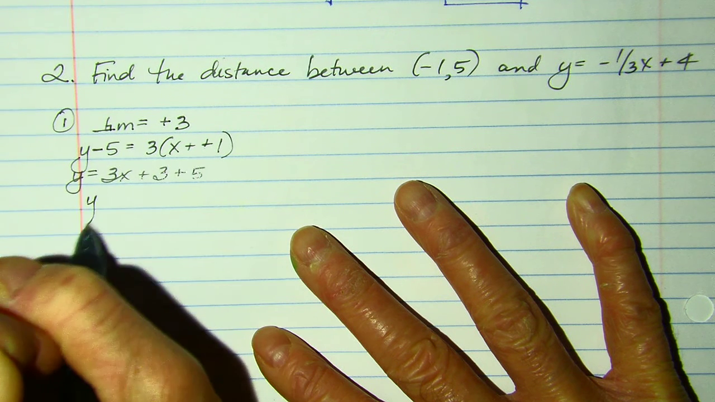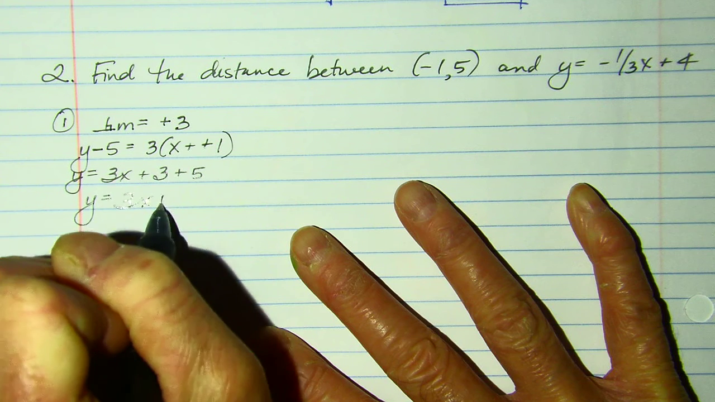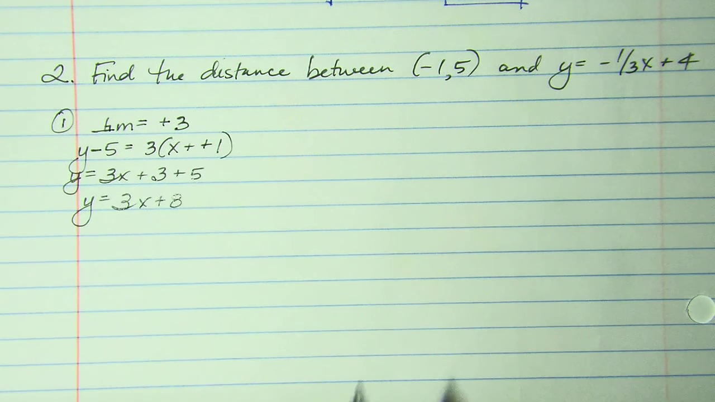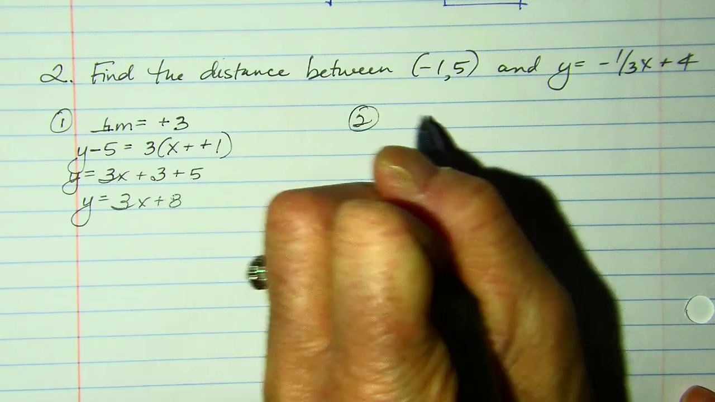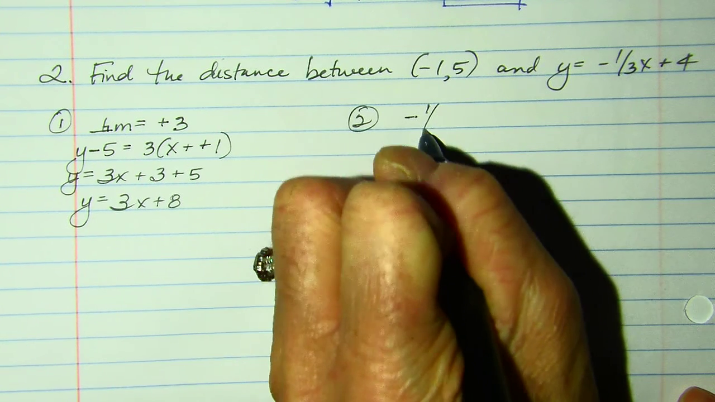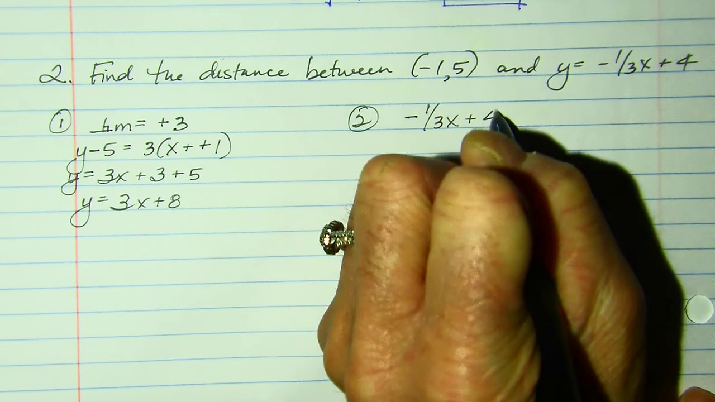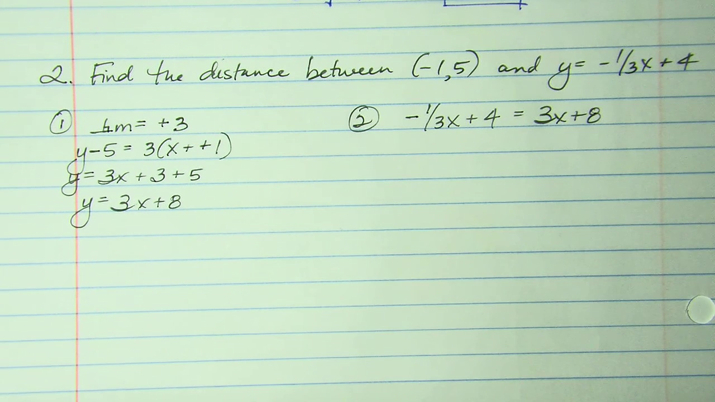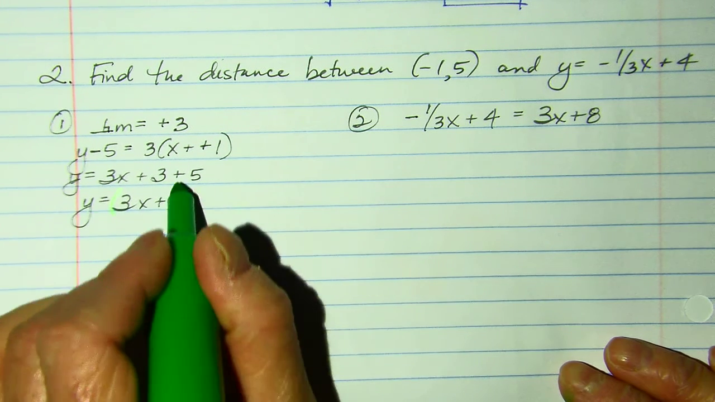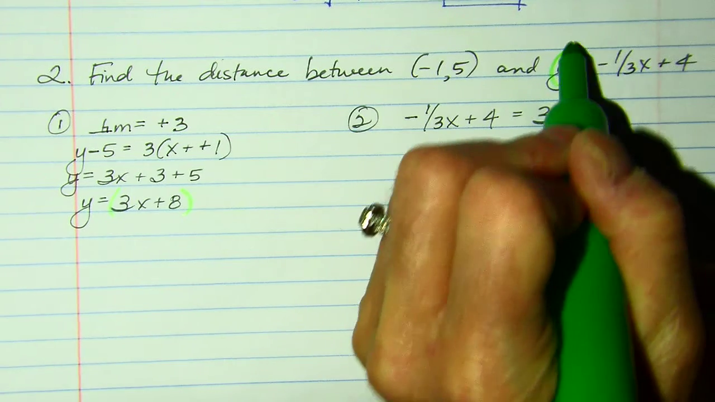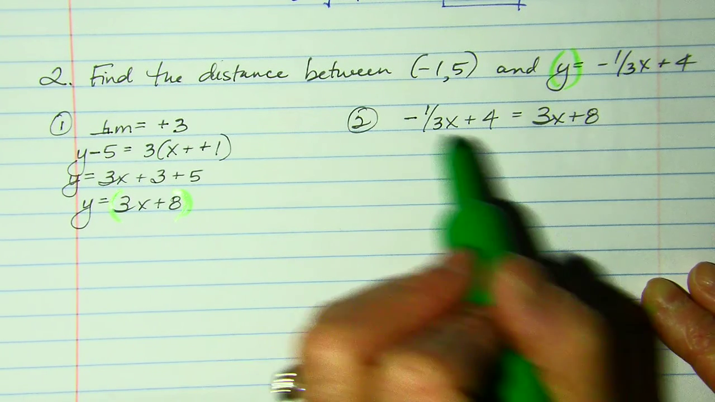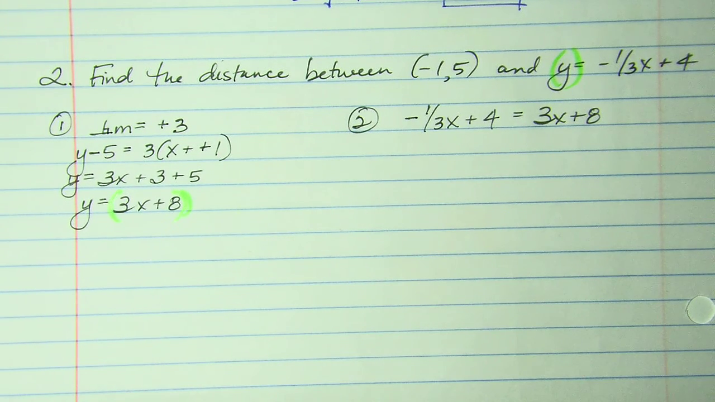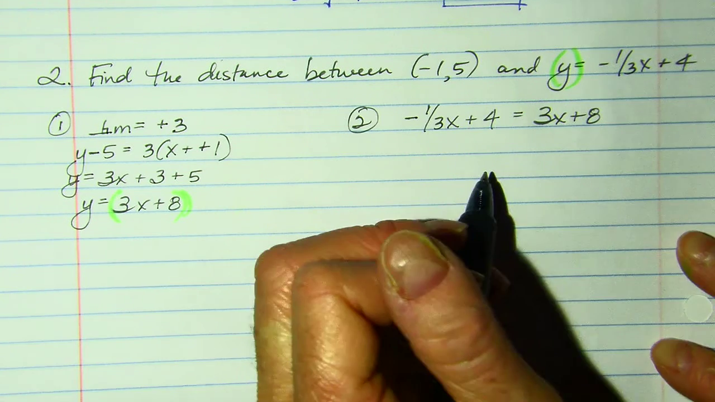So my equation is 3x plus 8. Step 2, I'm going to set my equations equal to each other. So negative 1/3 x plus 4 is equal to 3x plus 8. I'm using substitution. I'm substituting this statement in for y. Okay, so that's how I got this. And then I'm going to solve this.